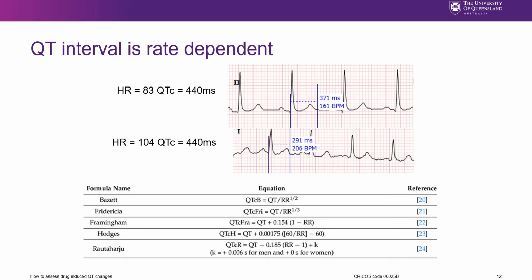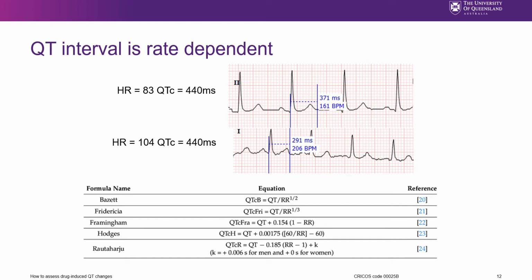So as we know, individuals have varying heart rates, and so this rate dependence of the QT interval makes it difficult to identify which patients have long QT syndrome and are actually at risk of ventricular tachycardia and torsades de pointes. For this reason, we have to correct the QT interval for heart rate in order to account for this rate dependence, and this is known as the corrected QT interval, or the QTc. And there are various formulas available to calculate the QTc.